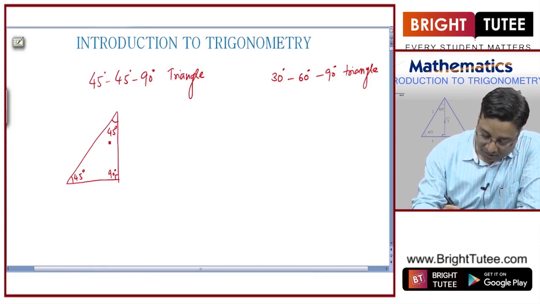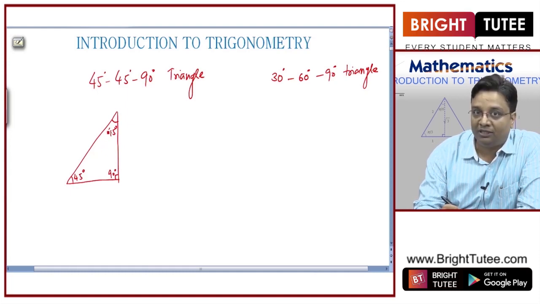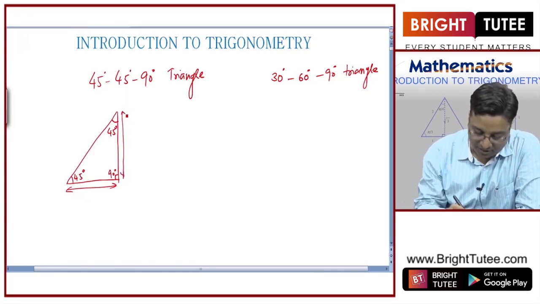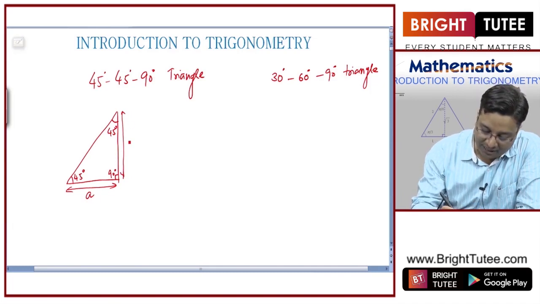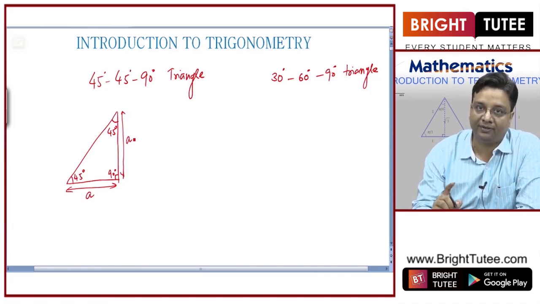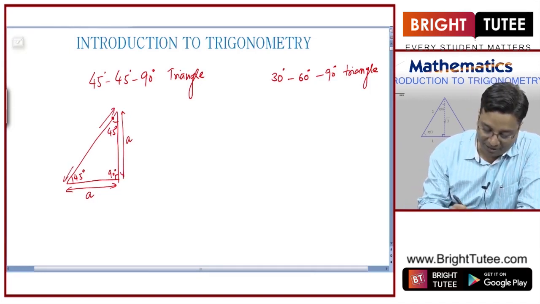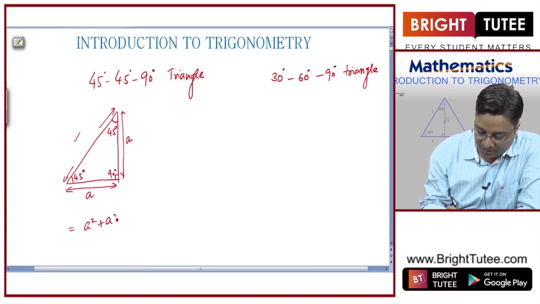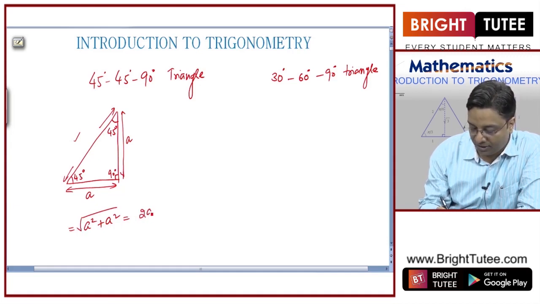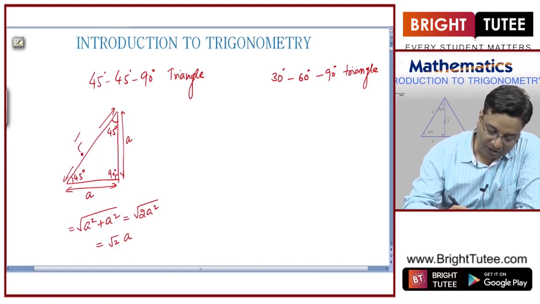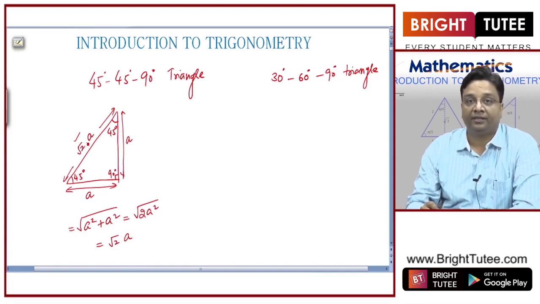So, you know that this has now become an isosceles triangle, and the sides opposite to the equal angles are going to be equal in length, right? So, if I take this side as A, this side will also be A, correct? Now you tell me what will be this side. If you apply Pythagoras theorem here, this side will be equal to the square root of A square plus A square, which is equal to the square root of 2A square, which is equal to root 2 into A. So, this side will be equal to root 2A, right?